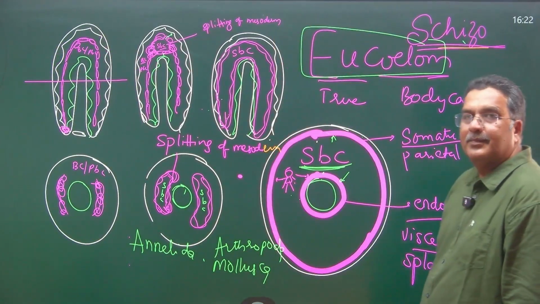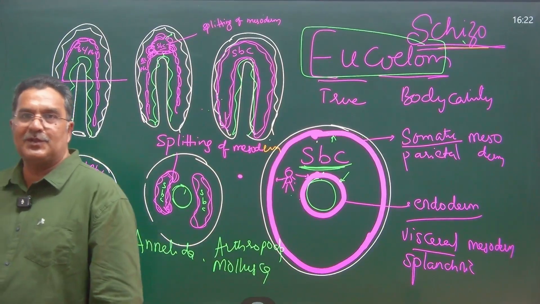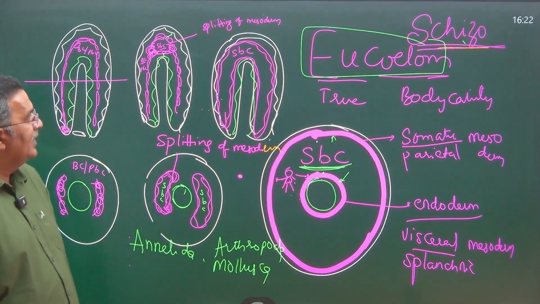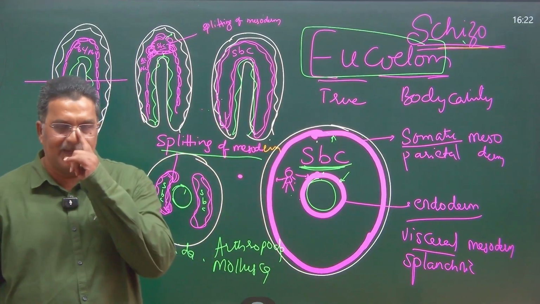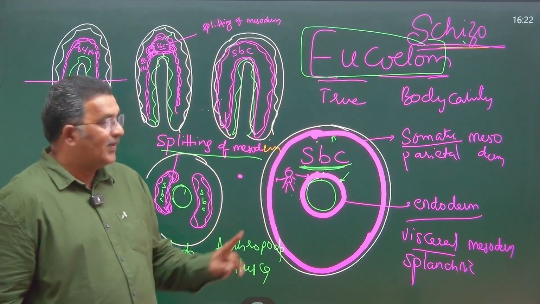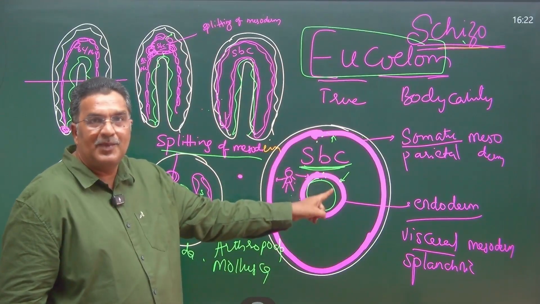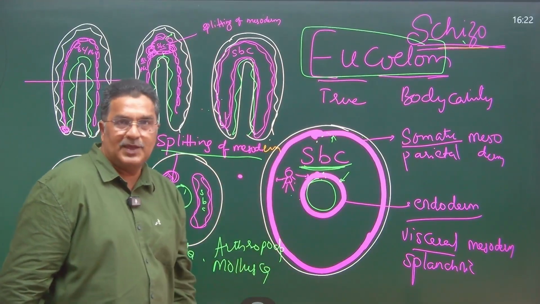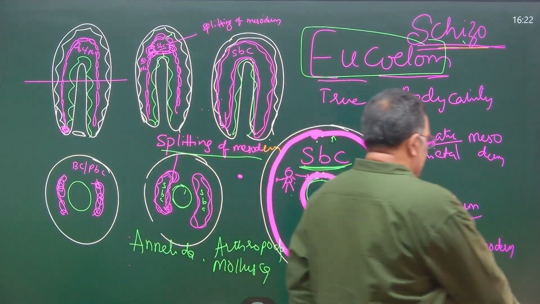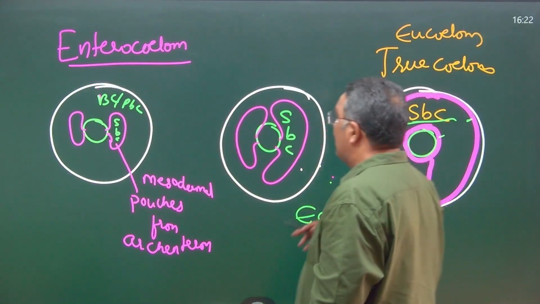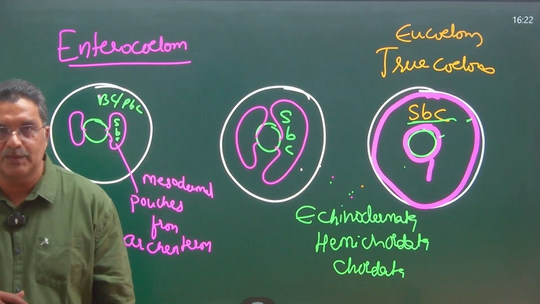Next, true body cavity, eucoelom, is of two types: schizocoelom and enterocoelom. Schizocoelom is formed by the splitting of mesoderm. Why is it called eucoelom, true body cavity? The cavity should be lined by mesoderm on both sides. If the true body cavity is formed from the pouches of archenteron, that is called enterocoelom.